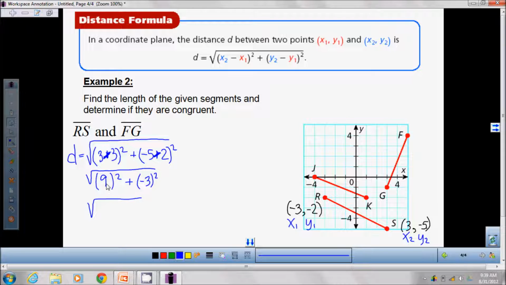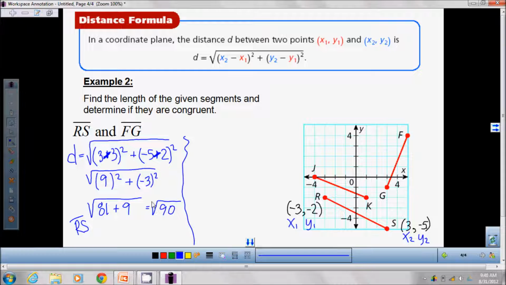Okay, let's keep going. 9 squared is 81, plus negative 3 squared is 9. Now 81 plus 9 gives you 90. So the distance of RS is equal to the square root of 90. Now let's find the distance of FG. So this one right here was RS. Now we've got to find FG.